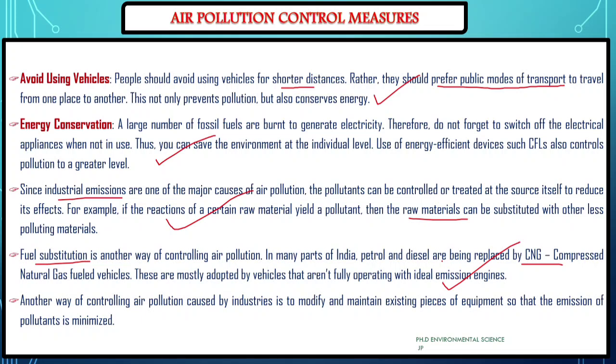Then you can go for equipment modification and maintenance, modernizing industrial equipment to ensure they operate efficiently and produce fewer emissions. This can include installing scrubbers, filters, and other pollution control devices. Then regular maintenance you should go for. Keeping industrial equipment in good working condition through regular maintenance can significantly reduce the emissions. Proper maintenance ensures that equipment operates efficiently and within the emission standards.